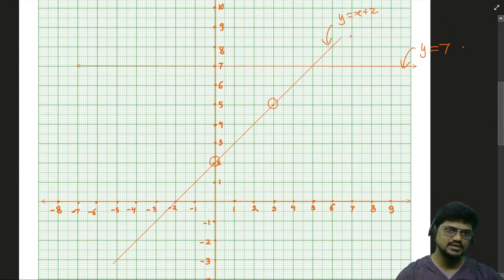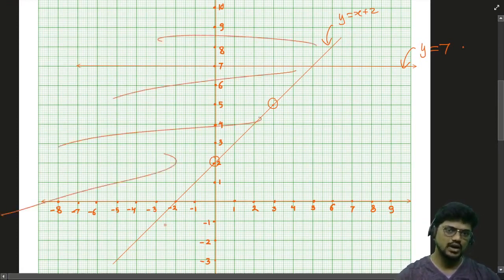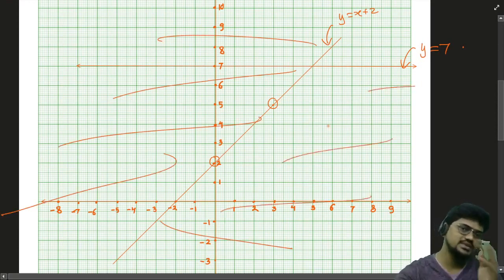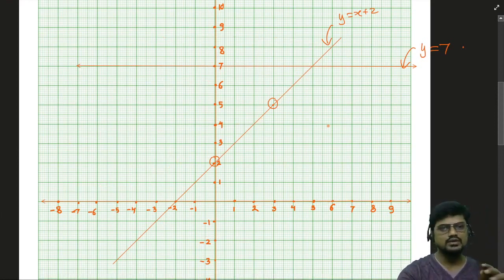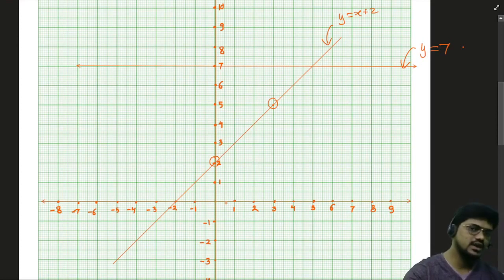See, y is equal to x plus 2 is this line. So y is greater than x plus 2, either it will be this region or it will be this region, either on the upper side or the lower side. So which one it is, you have to find it. How will you find it? You can take any point from these regions. You can take this point, or this point, or the origin, any one is fine.